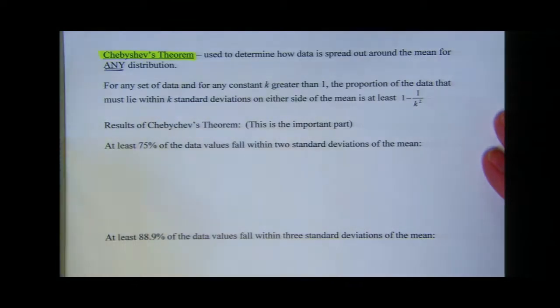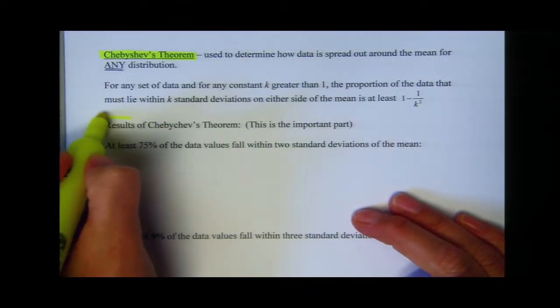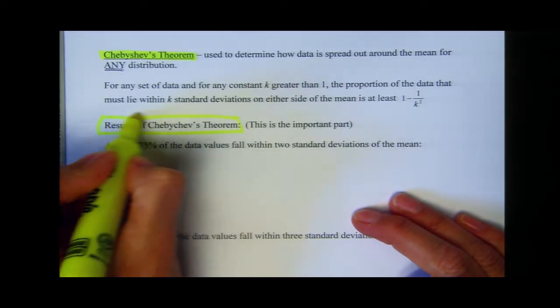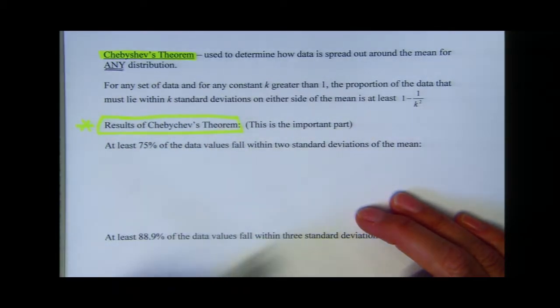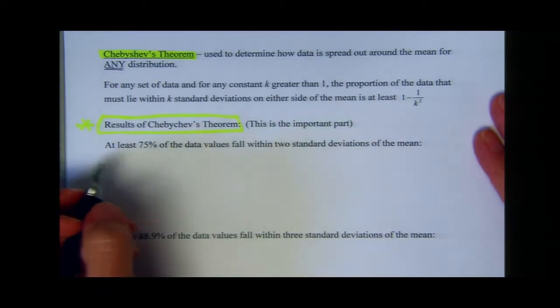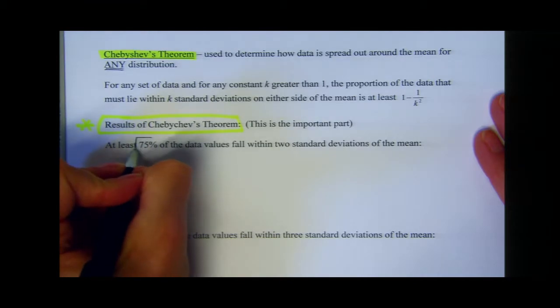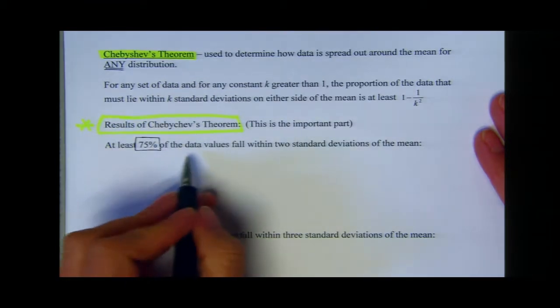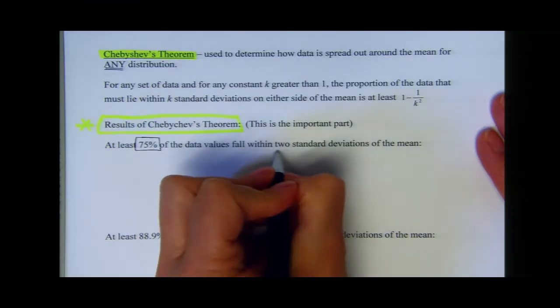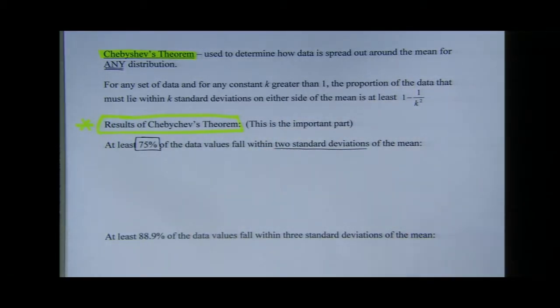All right, so the results of the theorem. So this is the important part. This is what you're going to be asked to apply in homework and on a test. It tells me that at least 75% of the data falls within 2 standard deviations. Okay, here's what that tells me.